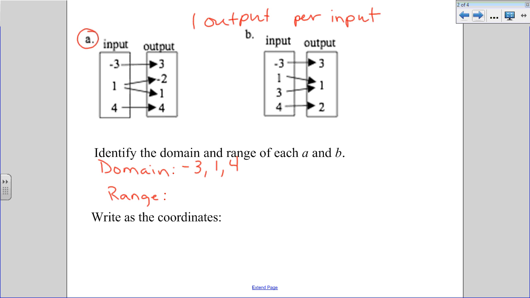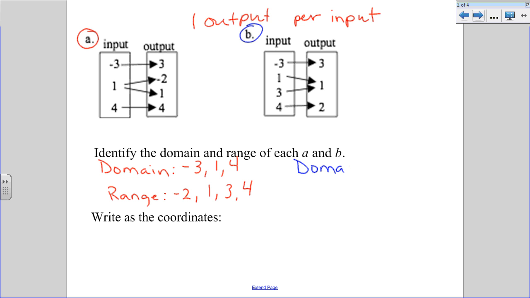My range for A, the smallest range value is -2, then 1, then 3, and then 4. So that's the domain and range for letter A. I want you guys to do B.